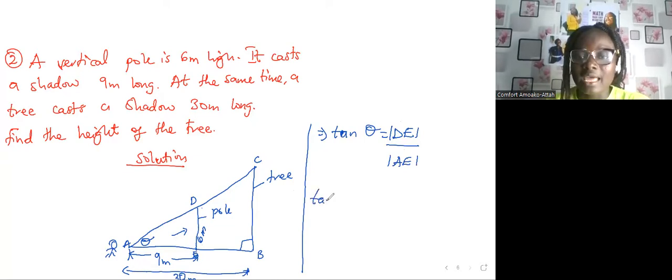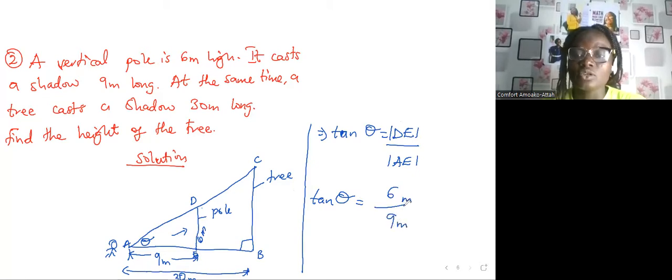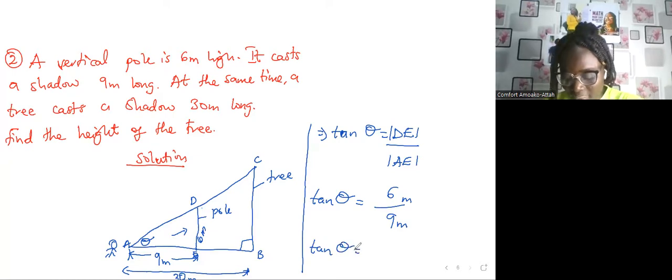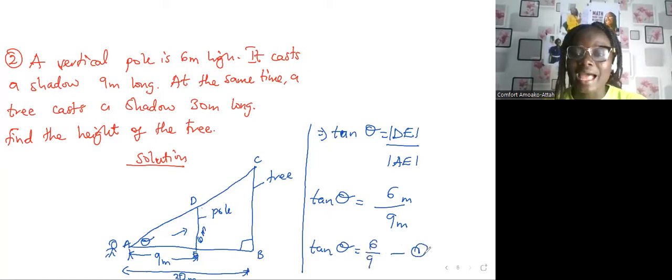Good. So let's just substitute them into it. We are going to get tan theta, which is unknown, equal to the line DE, which is 6 meters, over line AE, which is 9 meters. So what are you going to get for tan theta? Simplifying this, let's maintain it as 6 over 9. And let's make this equation 1.